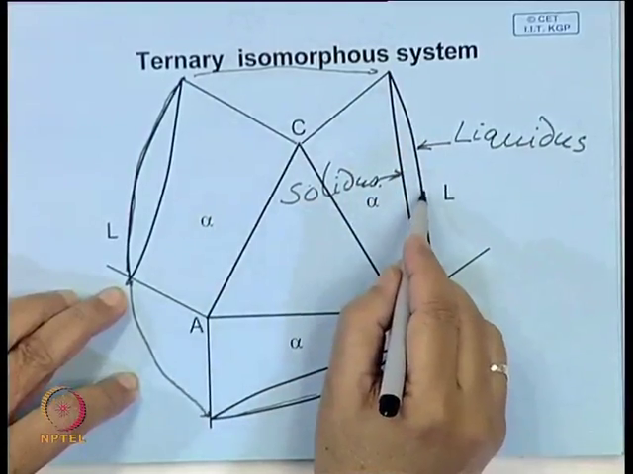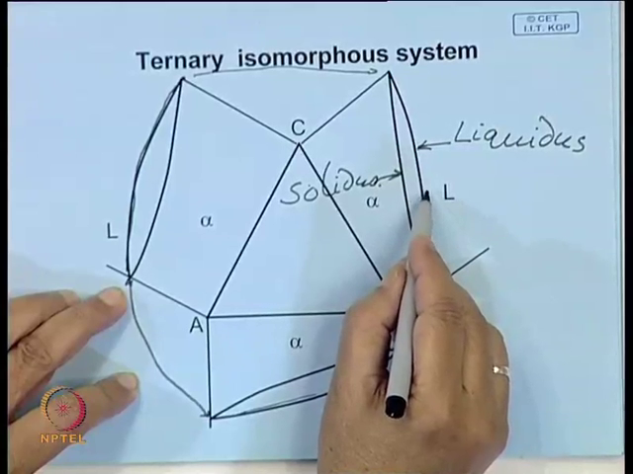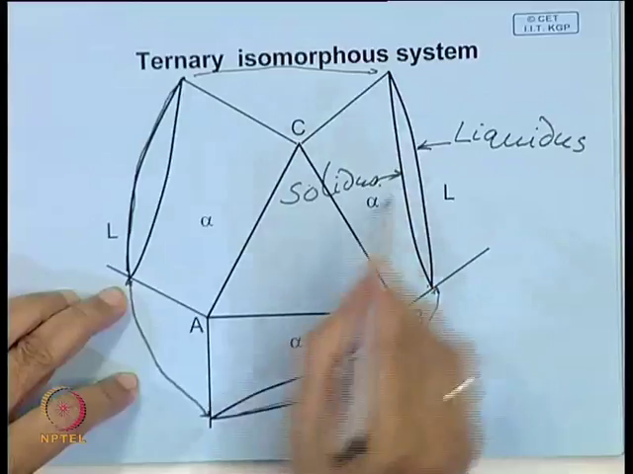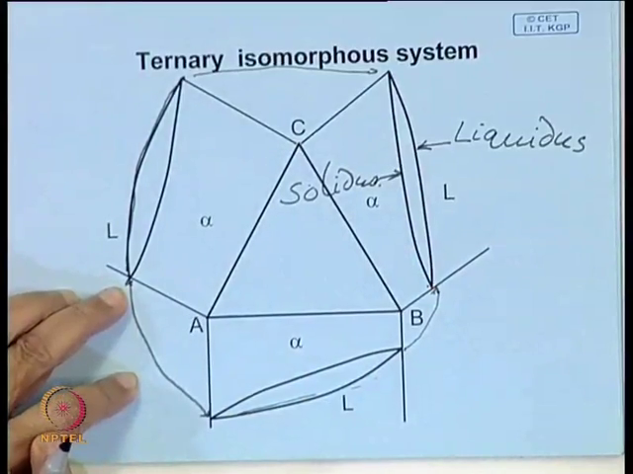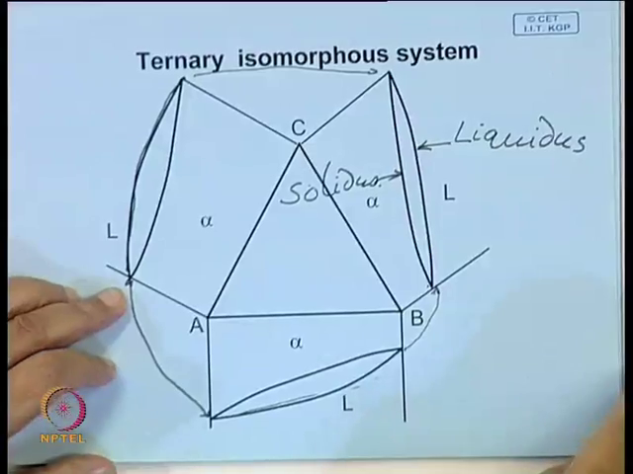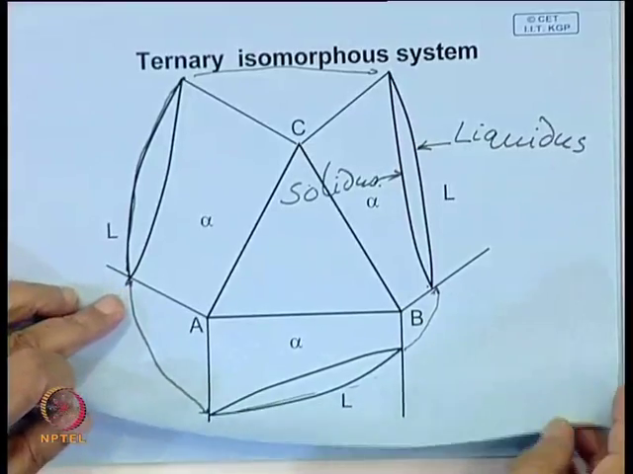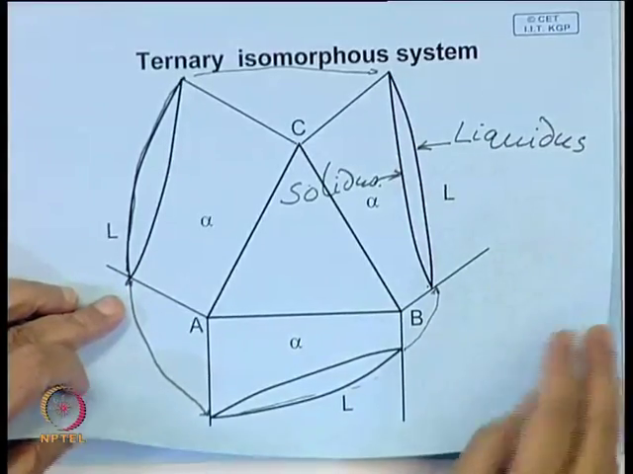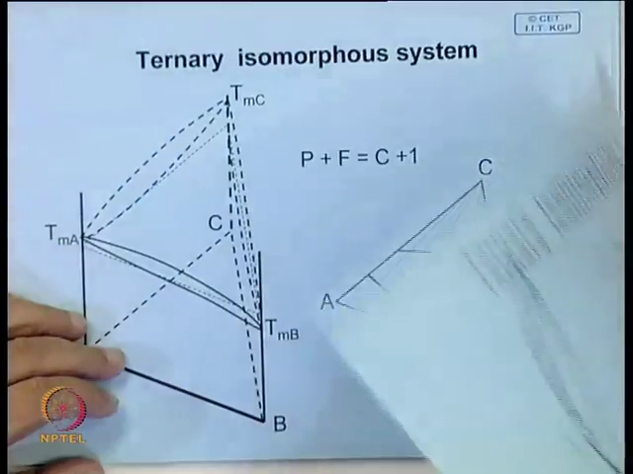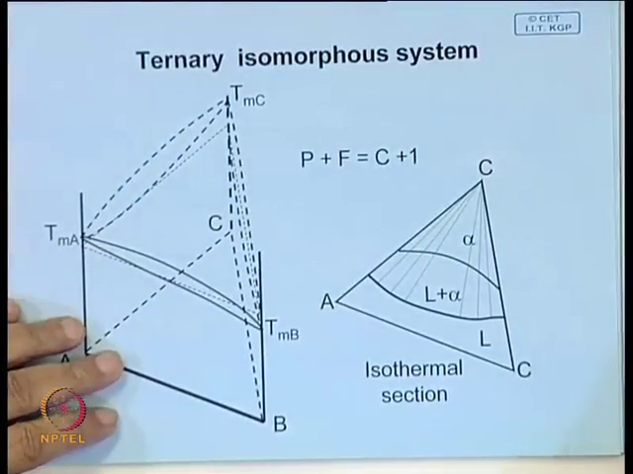So, this liquidus represents the temperature at which solidification begins, and here solidus represents the temperature at which solidification is completed. And now, let us see how this 3D diagram looks, which is shown over here.